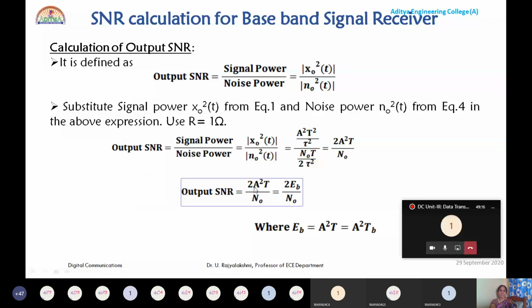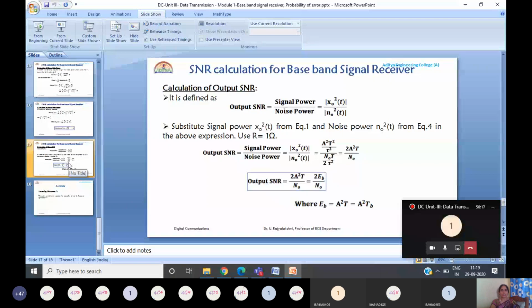So please always remember this expression which I have mentioned in the rectangular boxes. What is the output SNR for a general baseband signal receiver? 2 EB by N naught, where EB is bit energy, which is A square R into T, where A is the magnitude of the input signal, R is considered as 1 ohm, and T is the bit duration TB. So with this we can conclude the calculation of output SNR for baseband signal receiver. In the next class we can calculate the probability of error for baseband signal receiver. And if possible we can continue with the probability of error expressions for ASK, FSK, or else in a further class we can continue with the probability of error of ASK. So this is all about the SNR calculation for baseband signal receiver.